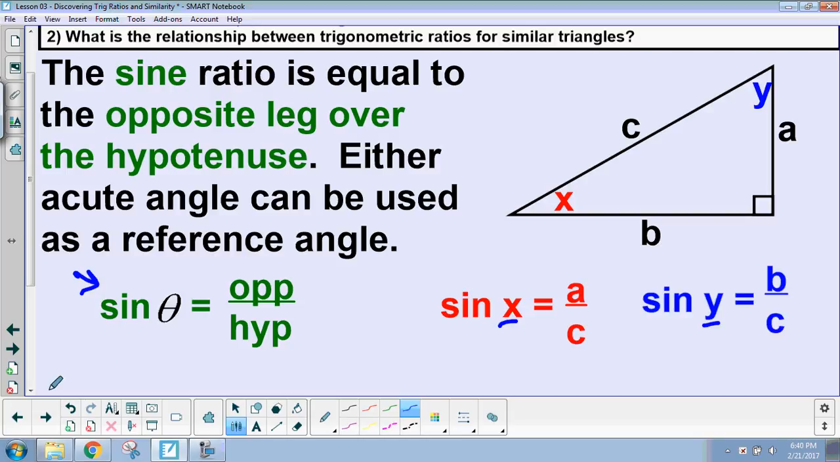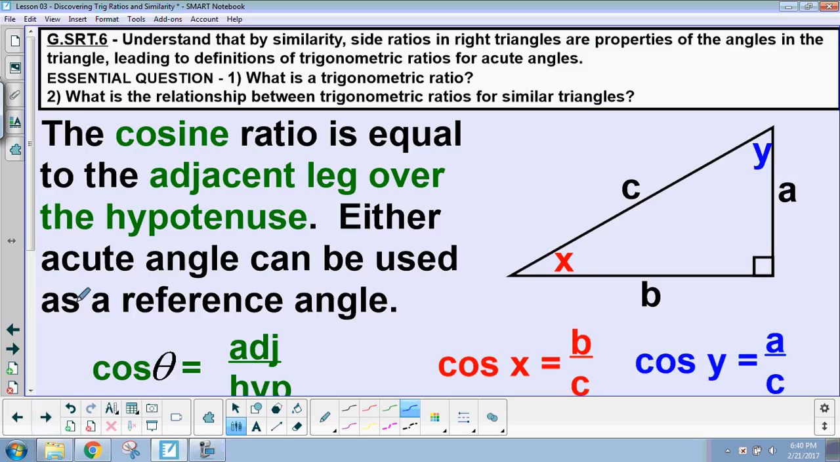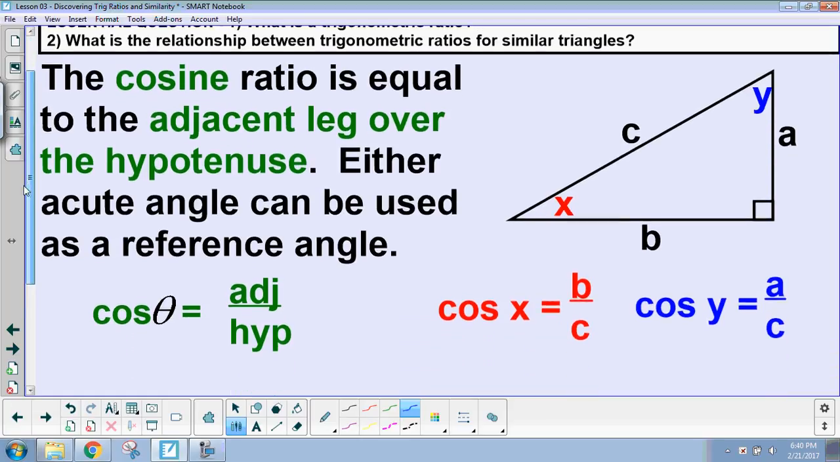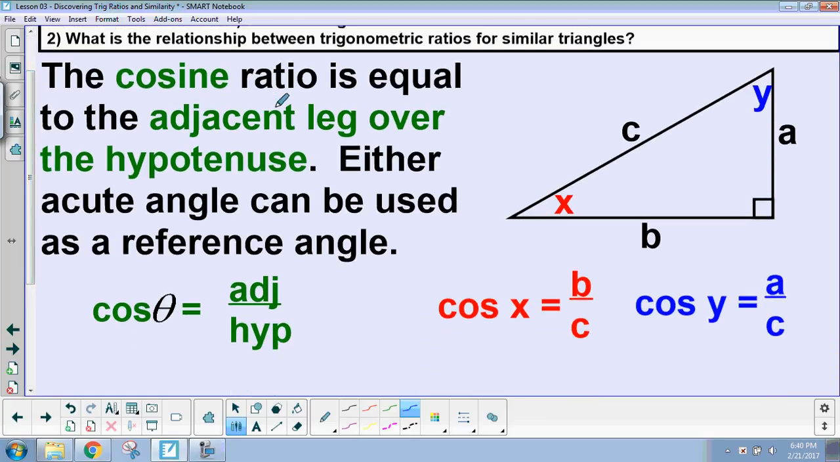The next one will be cosine, or cos, as some students call it. Ratio is equal to the adjacent leg over the hypotenuse. Either acute angle can be used as a reference angle. Again, this is the function. It will be on the formula sheet. Notice it's adjacent over hypotenuse. Hence, if we're referencing the x, it would be B over C. If we're referencing the y, it would be A over C.